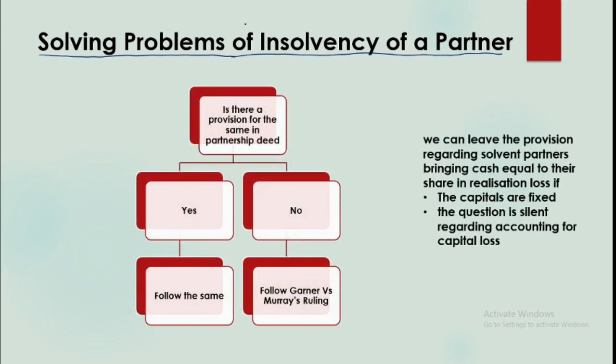After that, we will look into the problem, that are we given any provisions in the partnership deed, that is, our question saying something regarding the capital loss. So if your question is saying anything like the losses arising on insolvency will be shared equally or in some ratio, then we'll have to follow the same. But if our question is silent, then we follow Garner versus Murray's ruling.